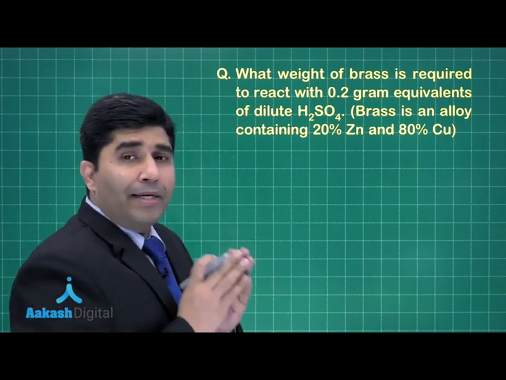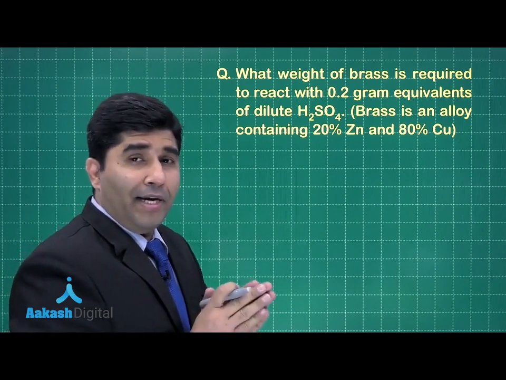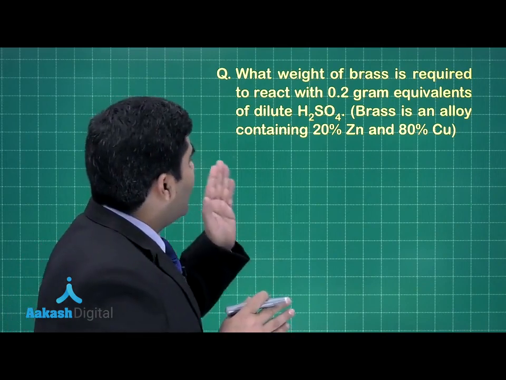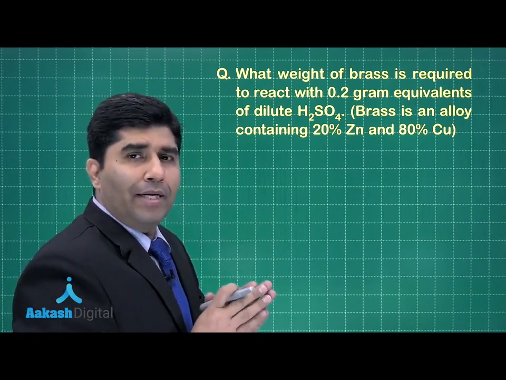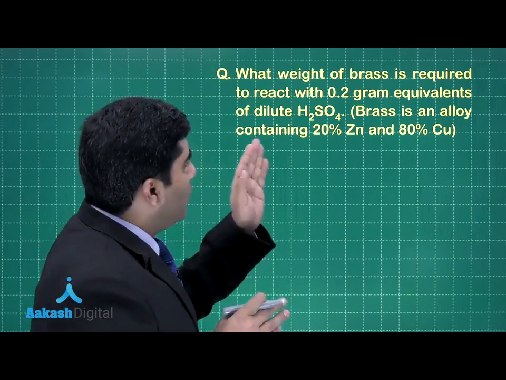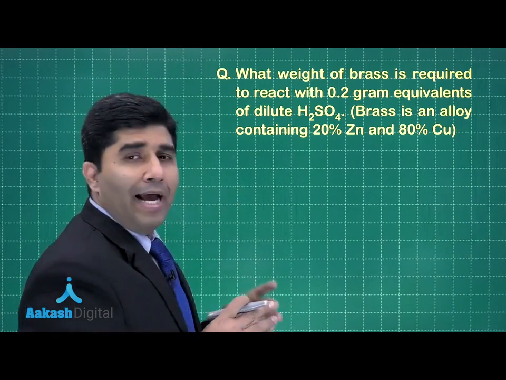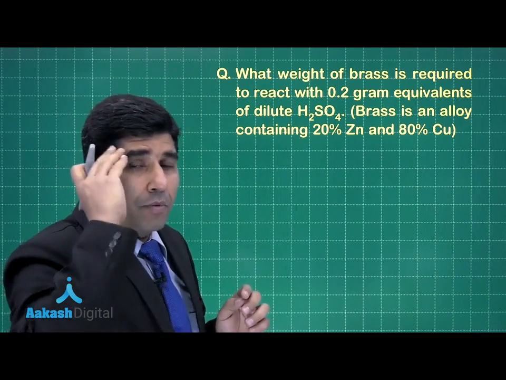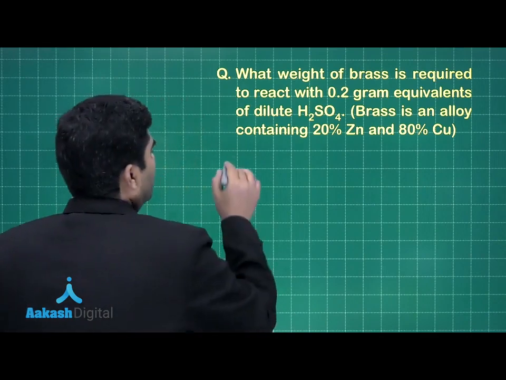The dilute H2SO4 will not react with copper definitely, but had it been concentrated H2SO4, that can react with the copper, right? So whenever brass reacts with dilute H2SO4, only zinc will react and copper will not react. This thing you have to keep in mind, right? Okay, let's solve the question.